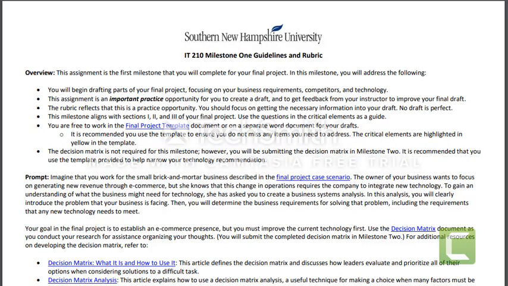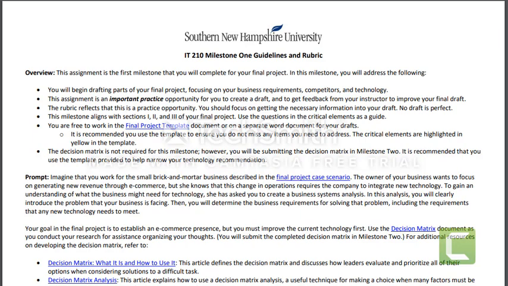Hi all. As promised, here is a brief overview of the Milestone 1 guidelines and rubric and just a general overview of what your final project here in IT 210 is all about and the value in it.